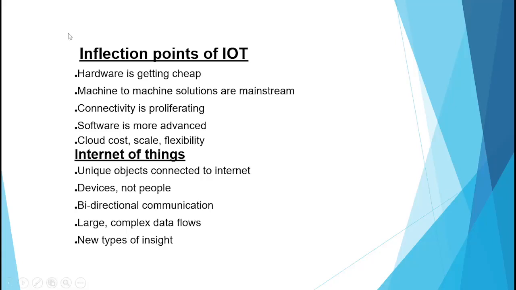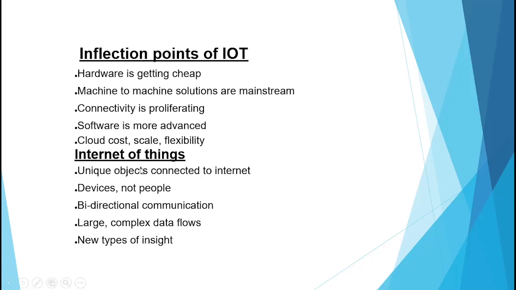Next, connectivity is proliferating. Means we can connect multiple devices. Connectivity is increasing drastically. Next, software is more advanced. Means there are many built-in libraries to write code easily. No need to worry about writing the code. Next, cloud cost, scale, flexibility. By connecting to a smartphone, it increases flexibility in works.